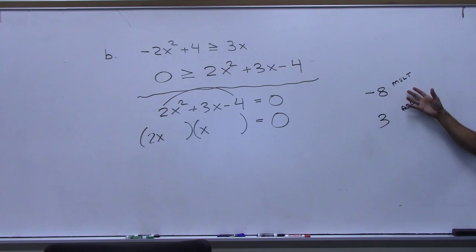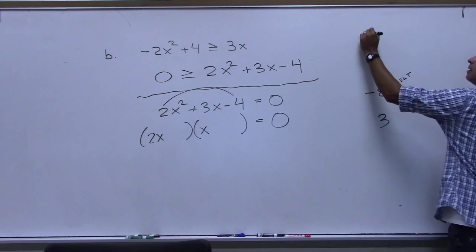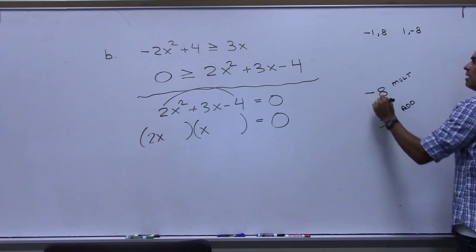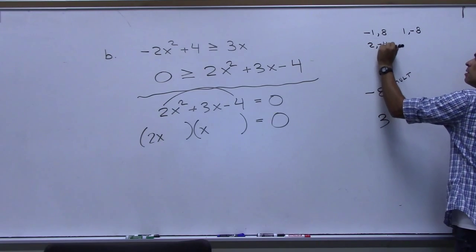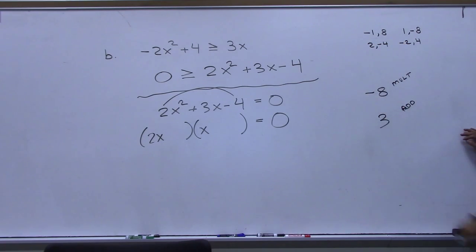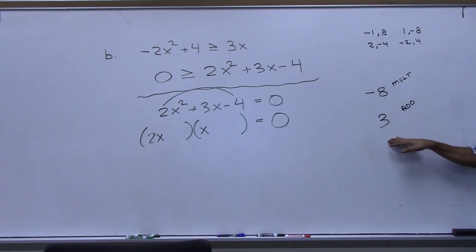I don't think it's going to work. What are the only numbers that multiply to be -8? -1 and 8, 1 and -8, 2 and -4, -2 and 4, and that's it, right? There's no way to combine these groups of numbers together in any way to get a 3. So quadratic formula.